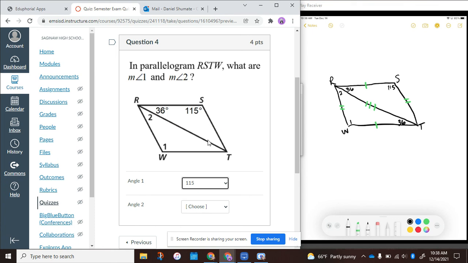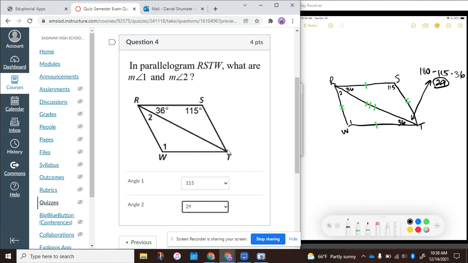We got to do a little bit of quick math because we already know that we've got 115 and 36. If we take 180 and subtract 115 and then subtract 36, that should give us the total for that angle right there. 180 minus 115 minus 36 gives us 29. 29 degrees is what goes down in there, and that's what goes in for angle number 2.